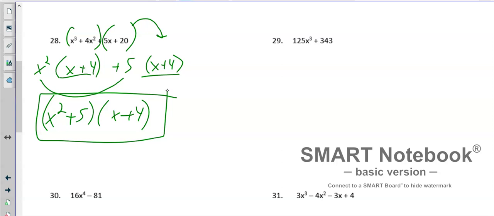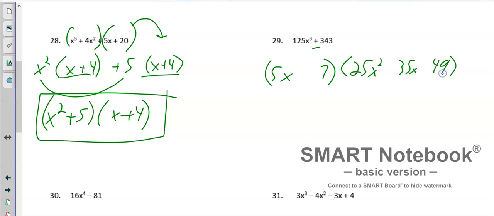Perfect cubes again. Happens to be a plus this time. So cube root of 125 is 5. Cube root of x cubed. Cube root of 343 is 7. Square the first term. Multiply them. Square the last term. Now go in and do SOAP. Same, opposite, always positive.